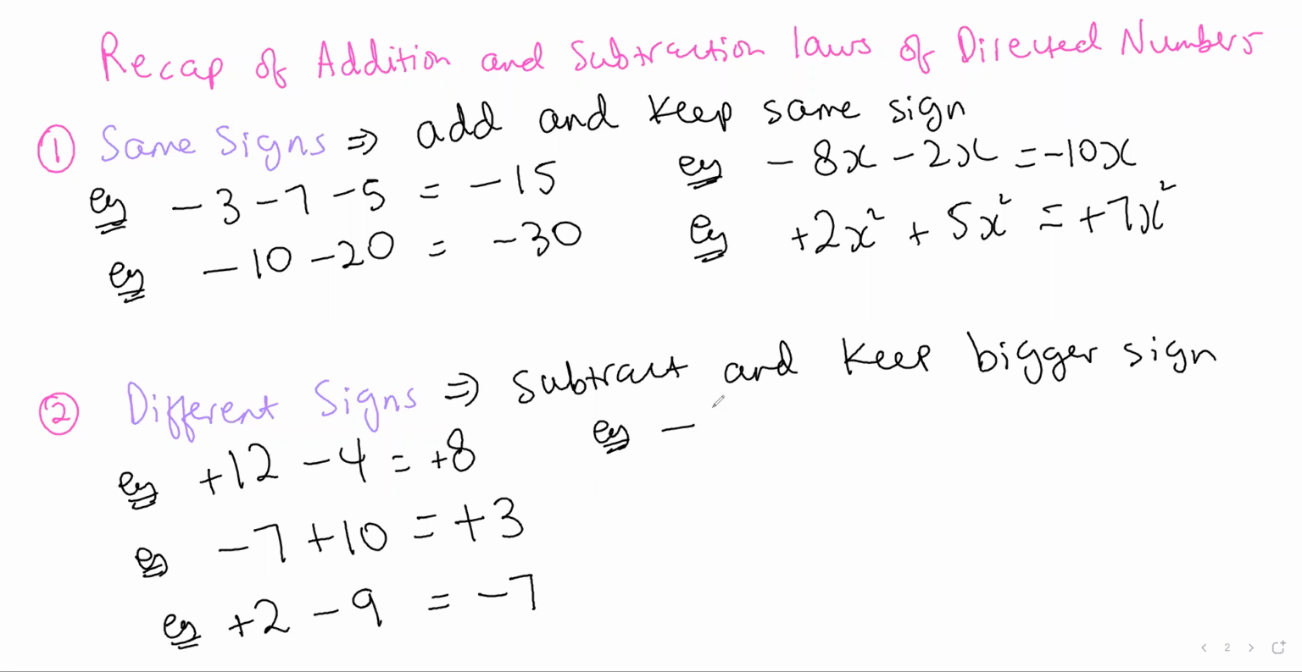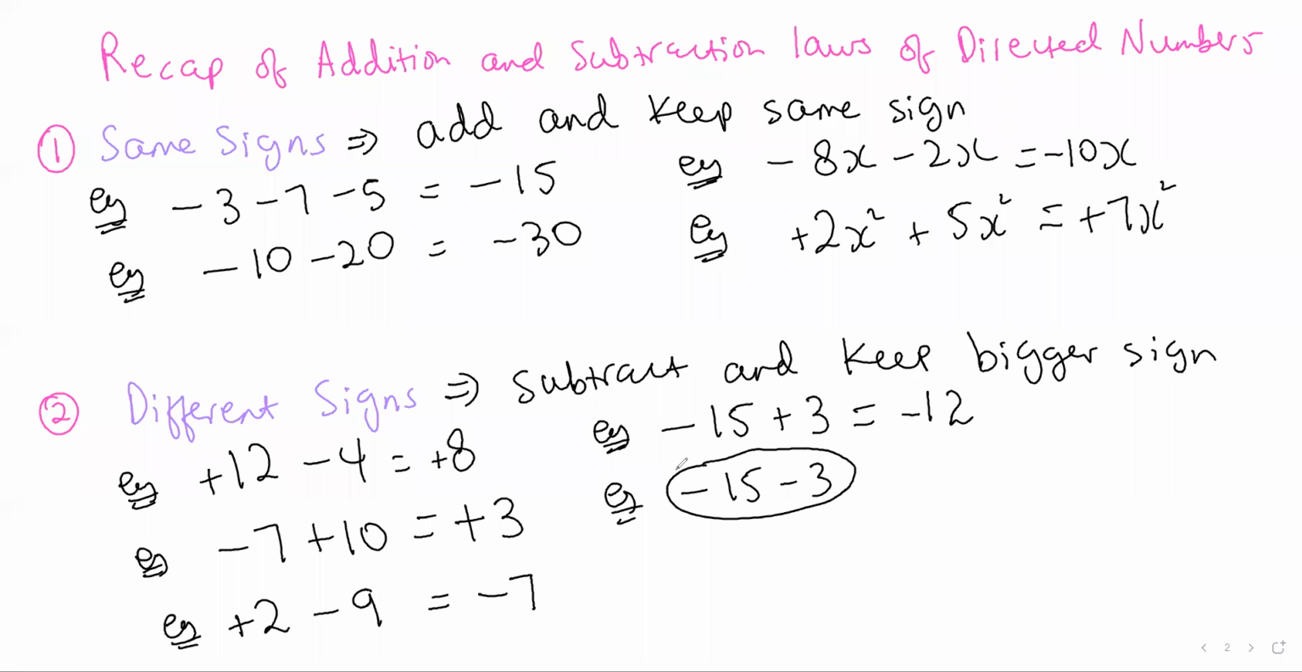Let's just say, okay, we have minus 15 plus 3, right? Different signs again here, students. We need to subtract and keep the sign of the bigger number, right? 15 take away 3 is what? 12. And we keep the sign with the negative in it, right? Nice. Take note, if it was minus 15 minus 3, this is not different signs. This is what? Same signs. So we're going to use the same signs law, right? This example here falls under the same signs law, so minus 15 minus 3 is going to give you minus 18, right?